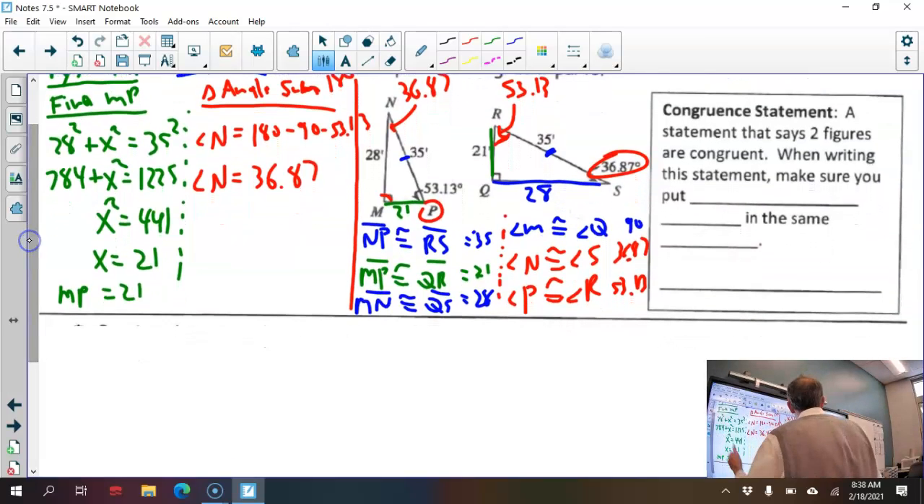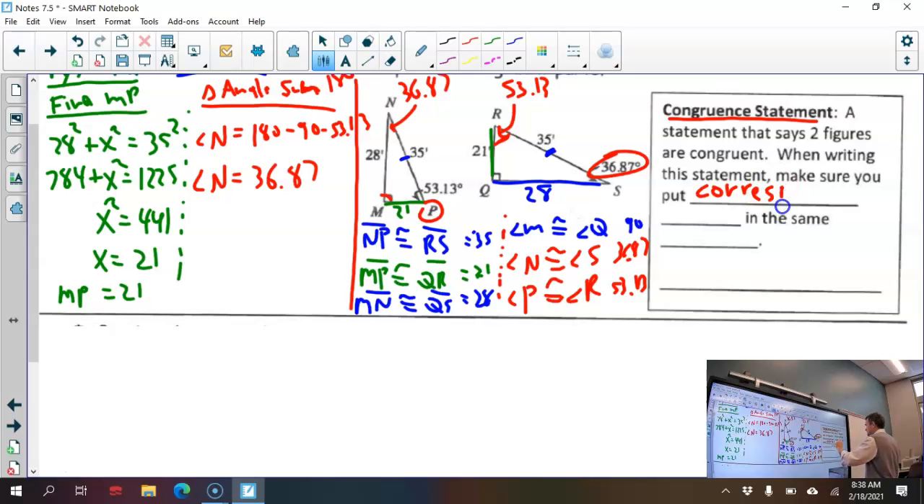And I can write a congruence statement, and let's talk about that for a second. So a congruence statement is a statement that says two figures are congruent. Duh. This is the important part. When writing this statement, make sure you put corresponding parts in the same order. So let me show you what I mean by that.